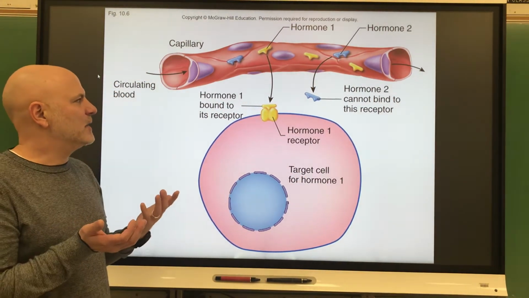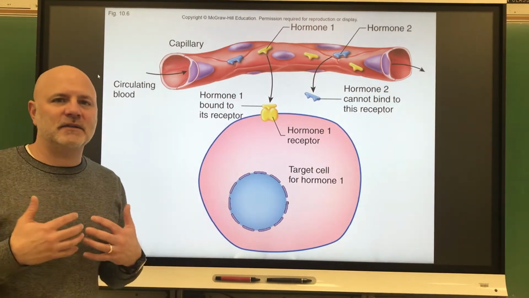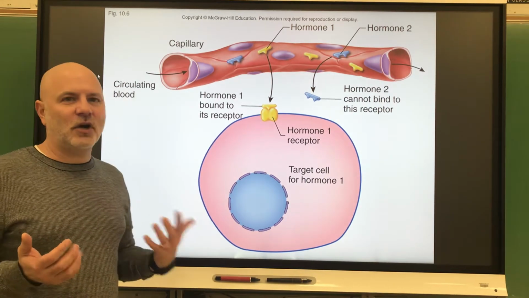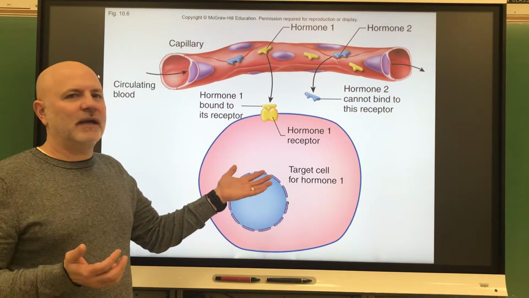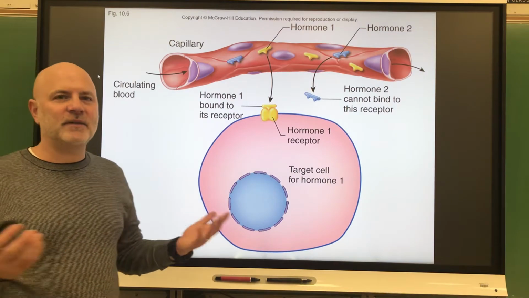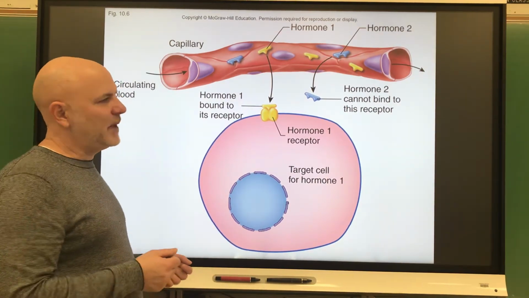So an example of this would be that insulin allows our body cells to take in glucose. Every cell in our body is a target cell for insulin, whereas only the thyroid gland is a target cell for thyroid stimulating hormone. All right, and we'll get to that here in a little bit.